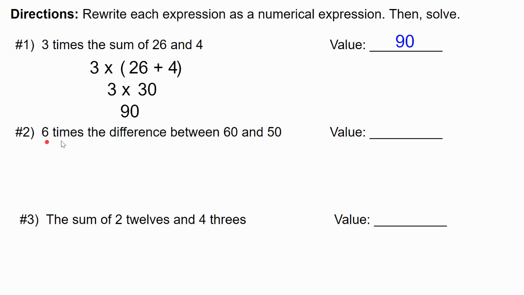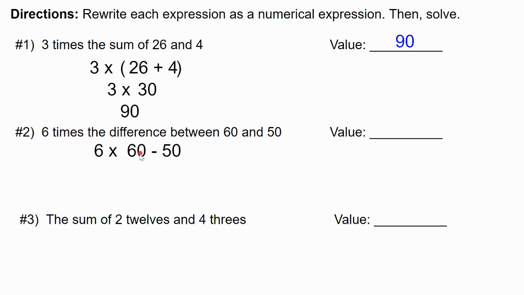Well, here we have 6 times, just like we did in the first problem. 6 times means that we're multiplying 6 by something, and we can see the difference is subtraction. We're subtracting 60 and 50. So we have 6, the multiplication sign, since we see the word times. The difference means subtraction, and then we're subtracting 60 and 50. But remember, the difference is the answer to a subtraction problem. So we need to find the answer to 60 minus 50 first.